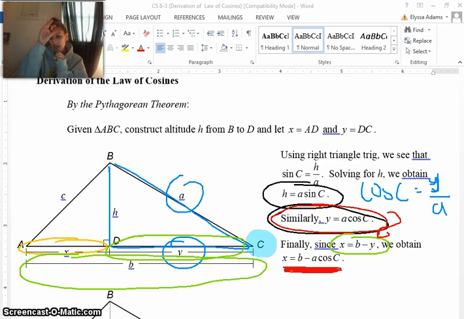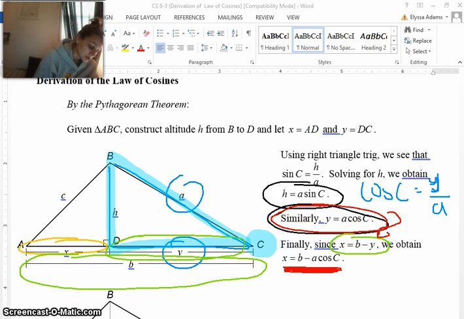So this kind of looks like a lot, but really after we dropped in that altitude and labeled it h and x and y, we just used some right triangle trig in this blue right triangle right here. So we just used some SOHCAHTOA to solve for h and y. And then by doing that, we could solve for x. So now that's actually kind of nice because we had these x's and y's and h's floating around, but we were able to make them all have a's, b's, and c's in them. So we kind of got to take out all those extra variables that we added in.